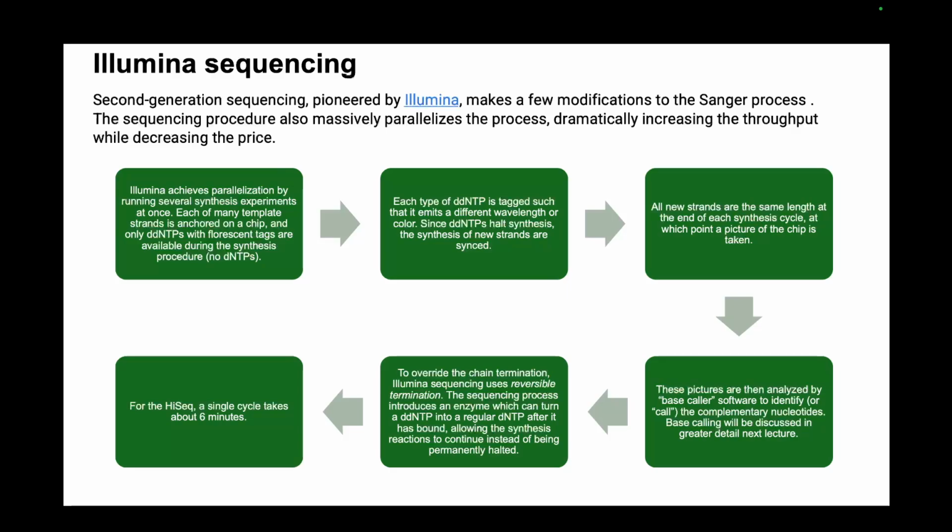So the idea is you do not stop after adding a ddNTP. After you have gotten the signal that a ddNTP has been added and this particular base has been added at that position, you immediately convert the ddNTP to a dNTP so that the next base can be added, and in the next cycle you can get an idea about what is the next base that has been added. So this process is called reversible termination. And HiSeq is a type of Illumina sequencer machine. Each cycle takes about 6 minutes. So it's actually pretty time consuming.